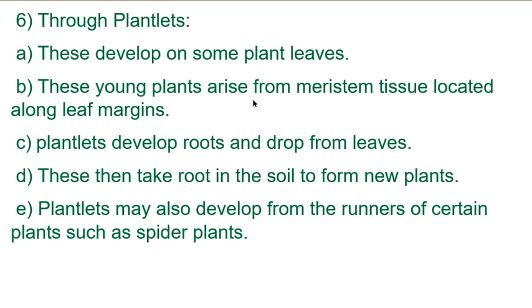These young plants arise from meristem tissues located along the leaf margin. Now, what are meristematic tissues? If you have seen my video, which I'll give you the link above, you will see what meristematic tissues are, and they are responsible for growth. So the young plants are growing from the leaves, from the meristematic tissues.